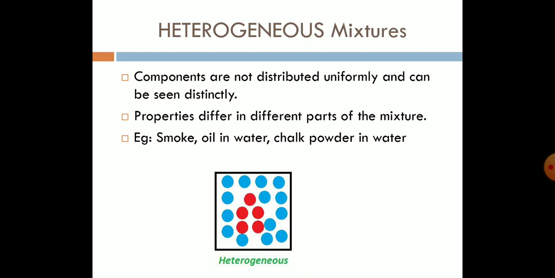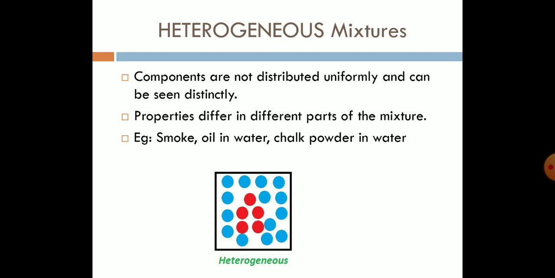Then we come to the heterogeneous mixtures. Heterogeneous mixtures are the opposite of homogeneous: they are not distributed uniformly, so we can see the components distinctly. The properties will differ in different parts of the mixture. Simply take chalk powder, or you can take sand. If you put sand inside the water, what will happen? It will all go and settle at the bottom, and the water will be up on top. We can directly see and say the bottom is sand and the top is water.